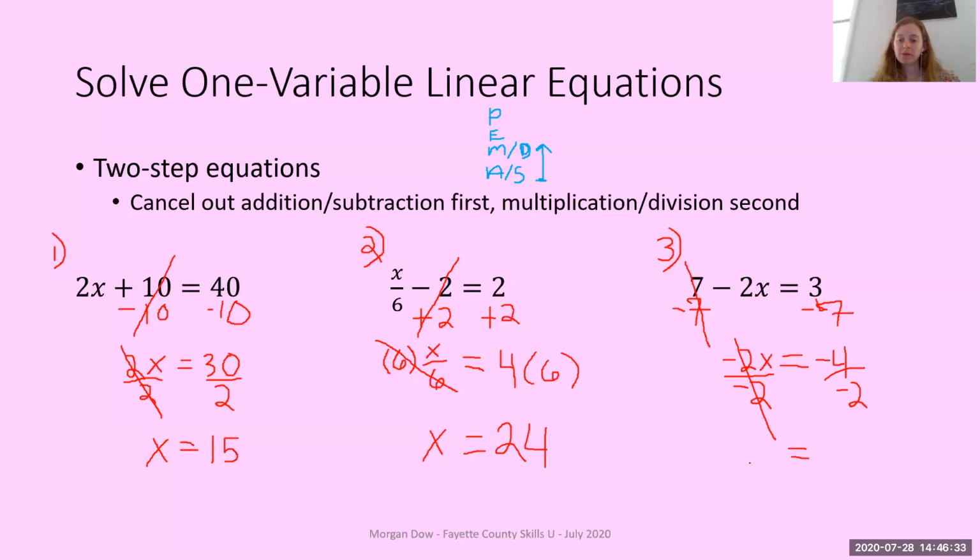Bring down your equal sign. What do we have remaining on the left side? On the left side, we just have x. We've isolated our variable. And on the right side, we had negative 4 divided by negative 2. With multiplication and division, when you have two numbers of the same sign, so both positive or both negative, you get a positive answer. So negative 4 divided by negative 2 is 2.